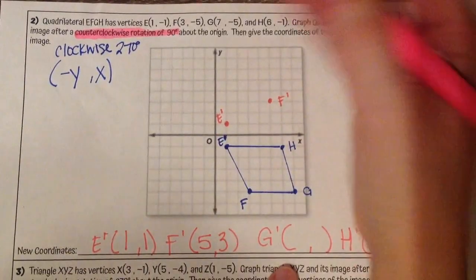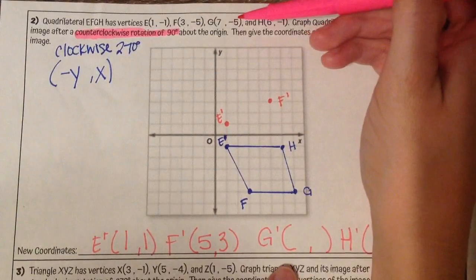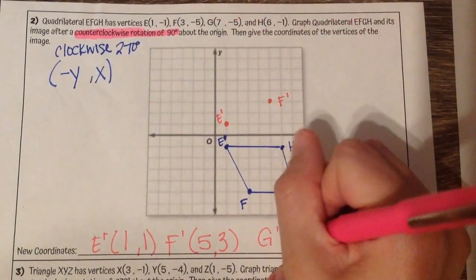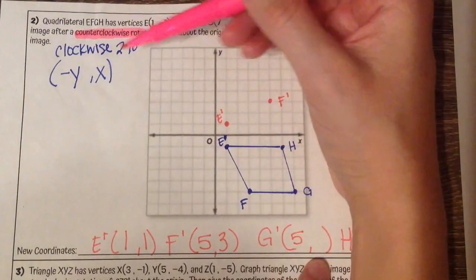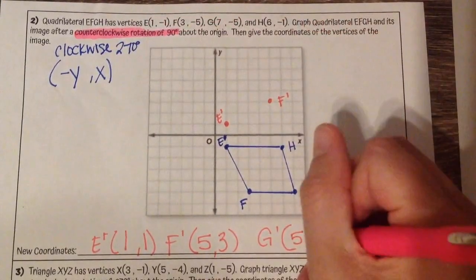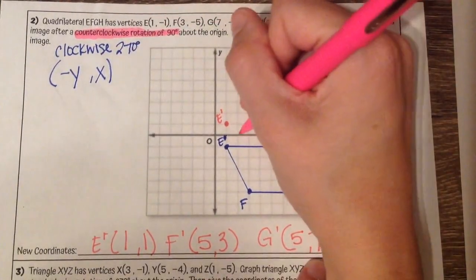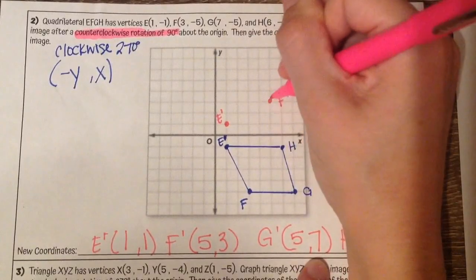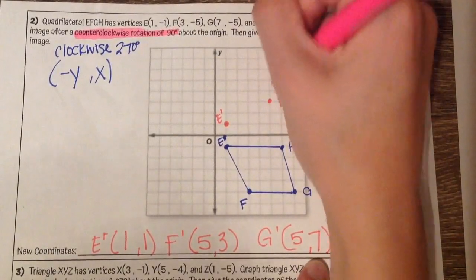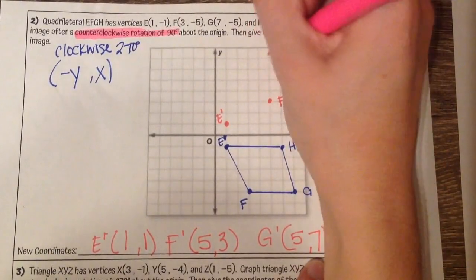For G, our new x should be the opposite of y, so the opposite of -5 is 5. Our new y should be the original x, which is 7. So 1, 2, 3, 4, 5. 1, 2, 3, 4, 5, 6, 7.